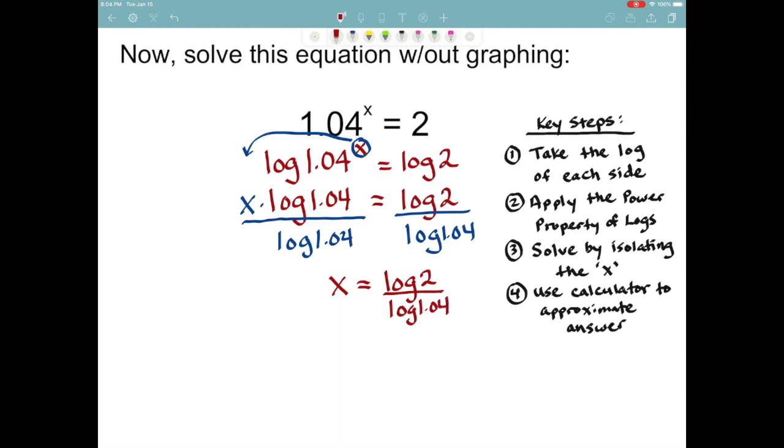Now this would be our exact answer, but if we do step 4 and approximate it on the calculator, you'll see what we get. So I'm going to go to my calculator again.